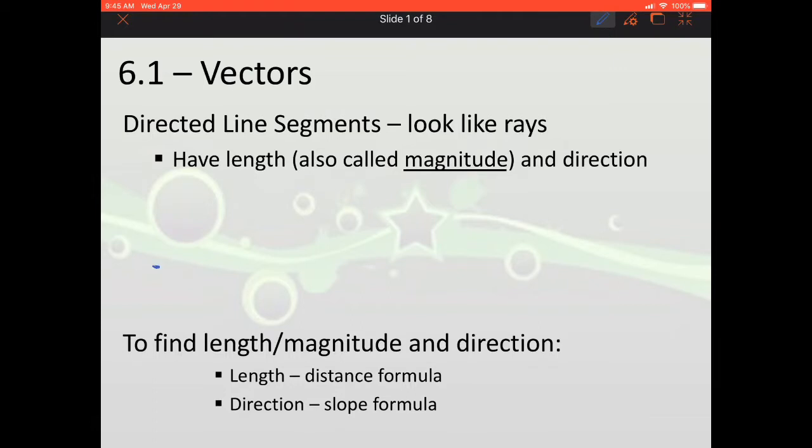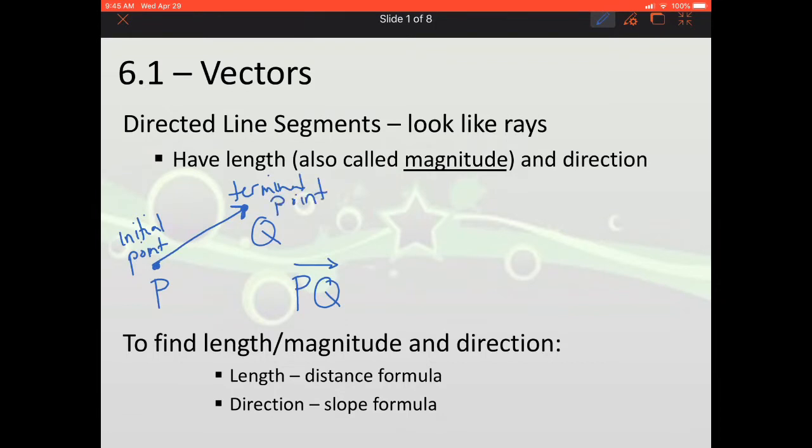So we might say we have point P and we might have point Q, and a directed line segment would start at one point and go towards the other point, and it would be drawn like this. So this is directed line segment PQ, and that's the notation. And notice it starts at its initial point, P, and it ends at its terminal point, Q.